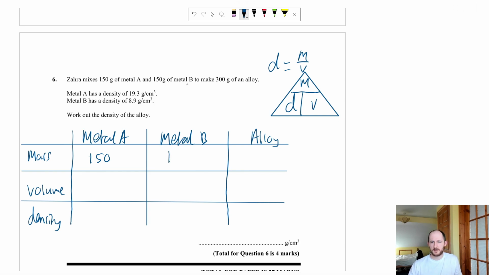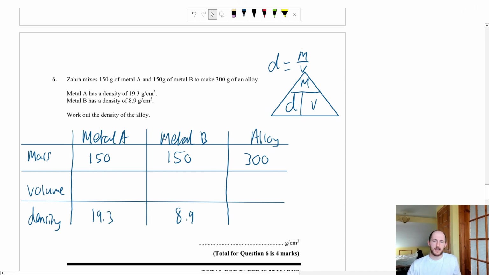So we mix 150 grams of metal A, so metal A is 150, and 150 grams of metal B to make 300 grams of an alloy. Now hopefully that makes sense, right? If you imagine you take 150 grams and 150 grams, when you add them together we should get 300. Cool.